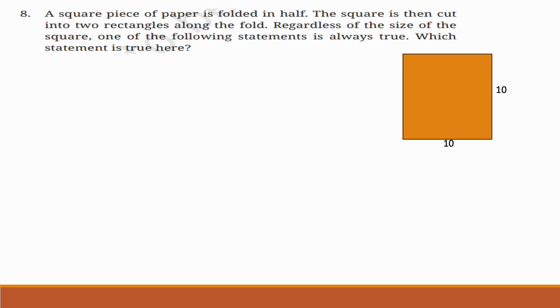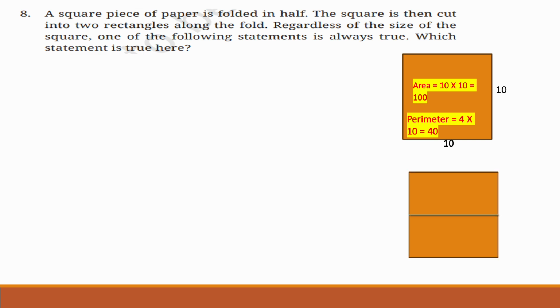See, this square is 10 by 10. So, what is its area? Its area is 10 into 10, that is 100. Then its perimeter is 4 into 10, that is 40. This square is then cut into two rectangles along the fold. See, like this. So, the length of each rectangle is 10 and the width is 5.